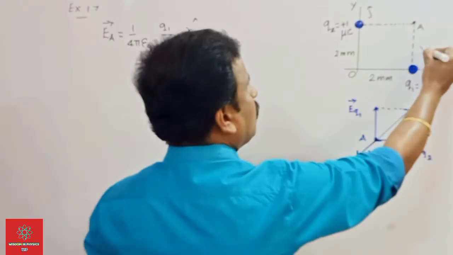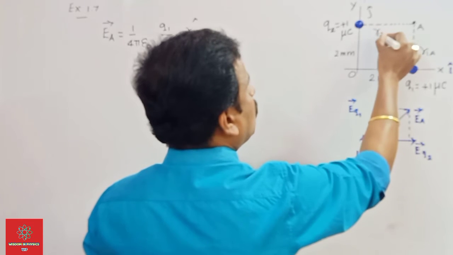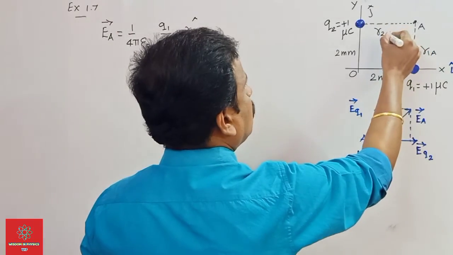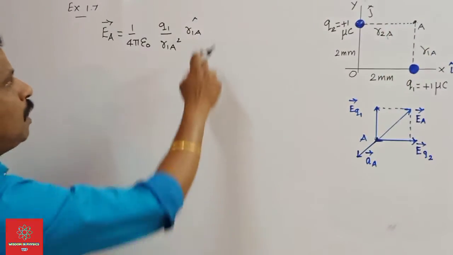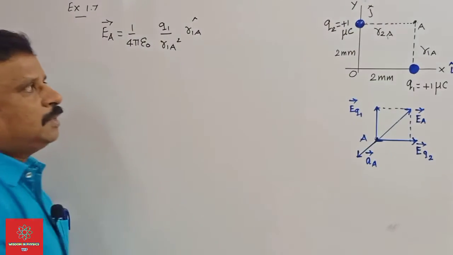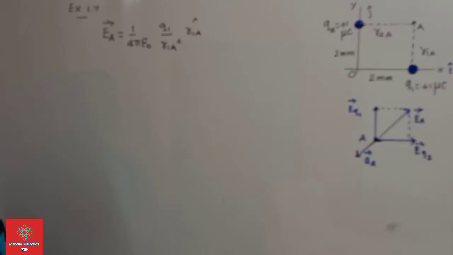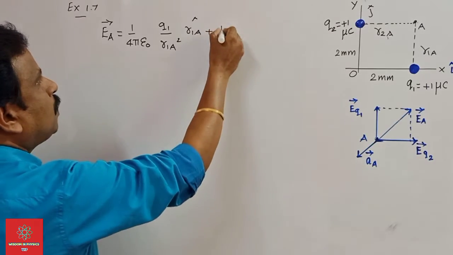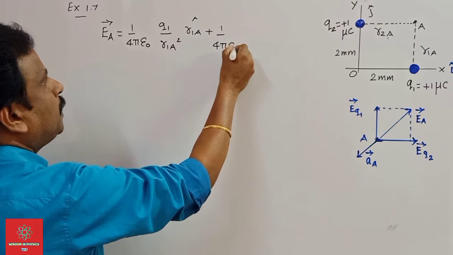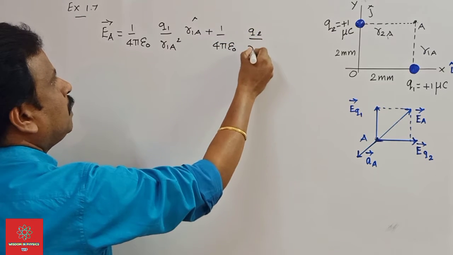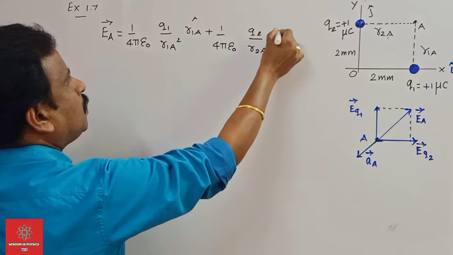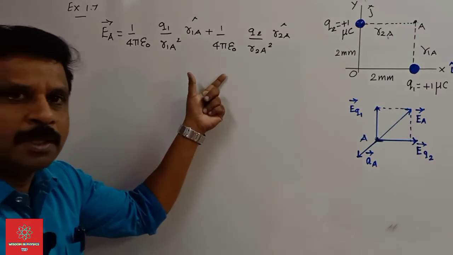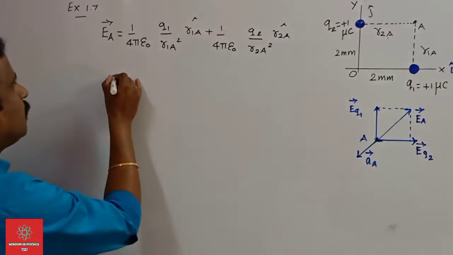And in fact this is R1A and this is R2A, right? R1A cap is the unit vector that we can represent as j cap later. Okay, the second field due to Q2 is 1 divided by 4 pi epsilon 0 Q2 divided by R2A square R2A cap. Is it correct? Yes. This is the formula from the superposition principle. Then I can continue like this.